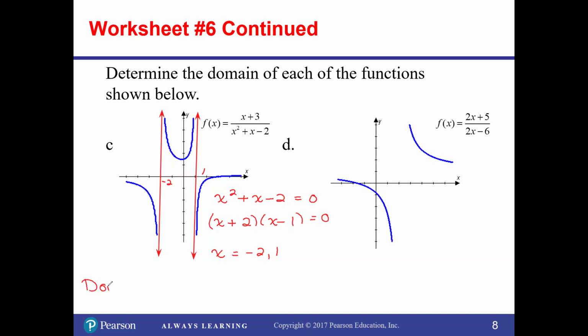So my domain is x such that x cannot be -2 or 1, because those cause my denominator to be equal to 0. Or you could say it's everything from -infinity up to that -2, then everything between the -2 and the 1, and then everything from the 1 to infinity.